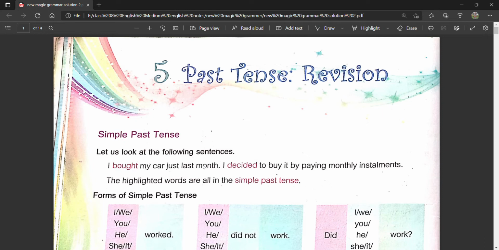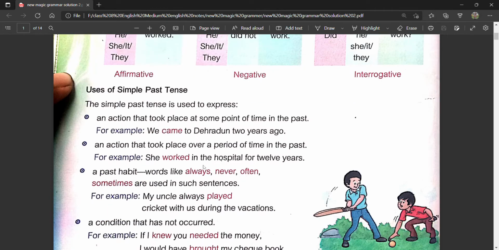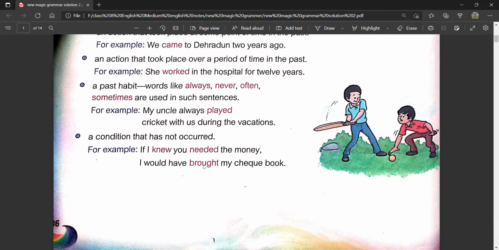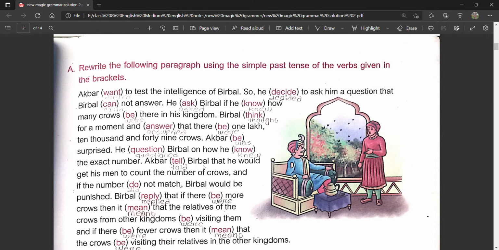Today I have come with the second video on class 8 English grammar, New Grammar Magic. This is from chapter 5, past tense revision, and chapter 6, future tense revisions. So let us find all the solutions of the questions one by one. I'm just scrolling down. You just note it down, or you can also pause if required. So these are the answers written down on the paper with the questions.